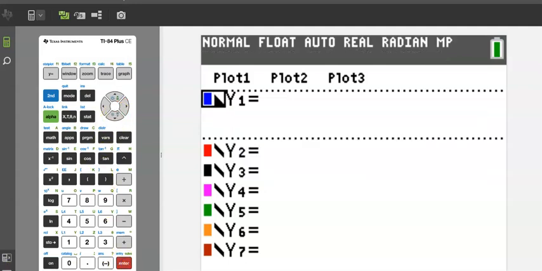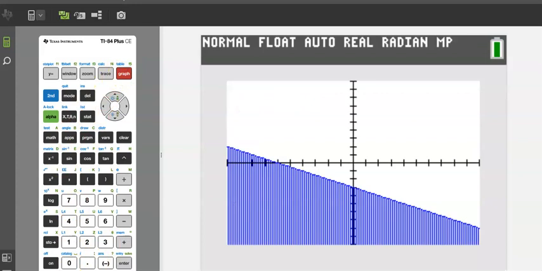So now we'll say okay, and then all we got to do is come over here and put in our equation, which what is our equation? So negative 1/2 x minus 3. And there's our graph. Okay?